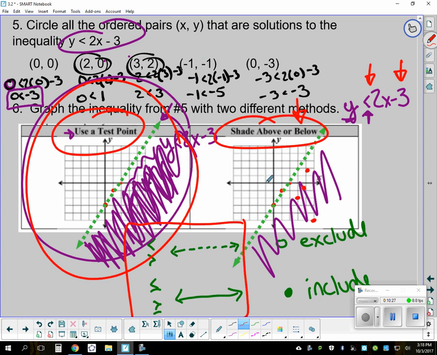-1, -1 would not be, and 0, -3 is not. That is, 0, -3 is on the boundary line, so you get equal, but it isn't equal in this particular case. It's just less than, so that's why that one won't work. We're not including it. We are excluding the ones that are on the boundary line.